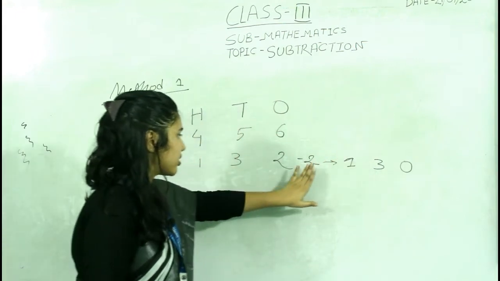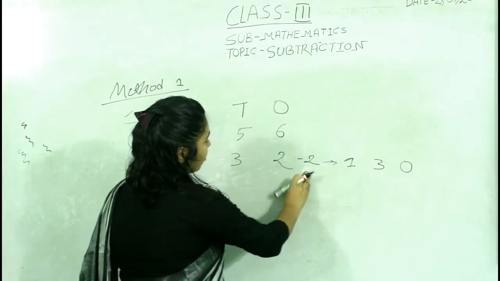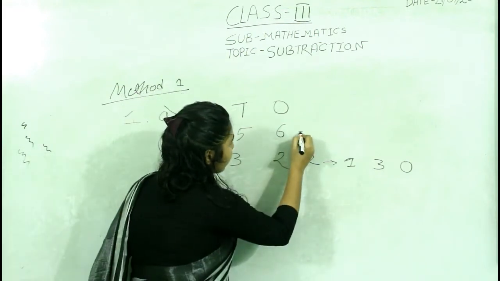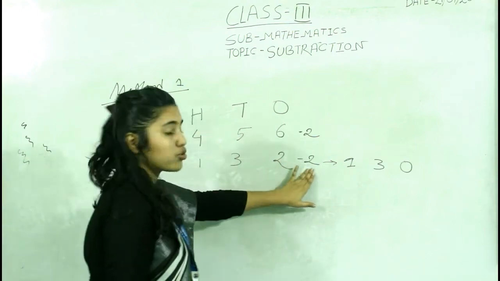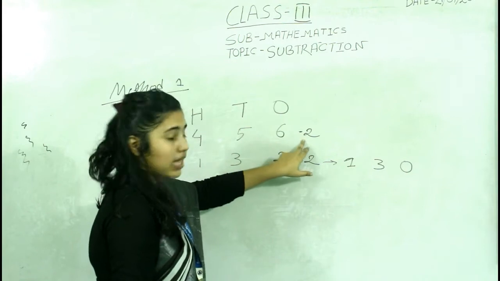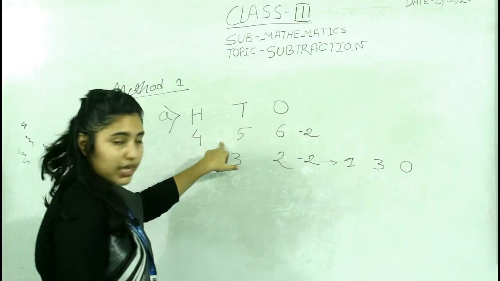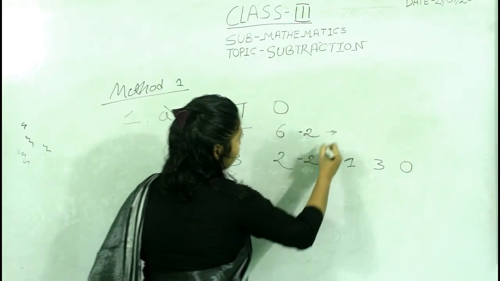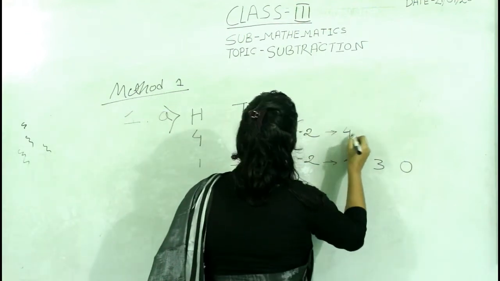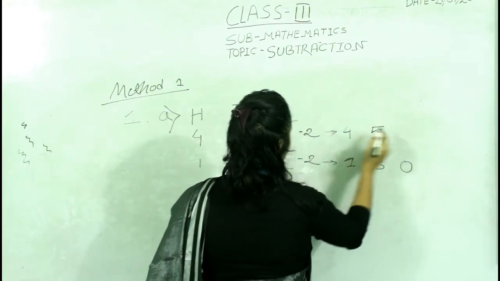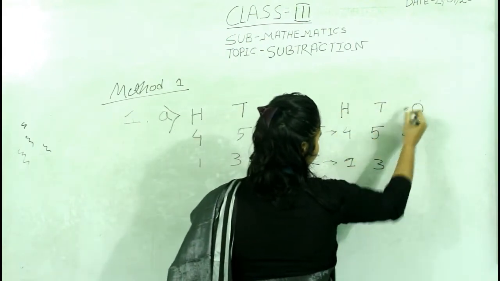That's why we are subtracting 2 from 132. Now again subtract 2 from the bigger number also. Because we have subtracted 2 from the smaller number, we have to subtract the same number, which is 2, from the bigger number. So subtract 2 from 456, which is 454. This is hundreds place, tens place and ones place.